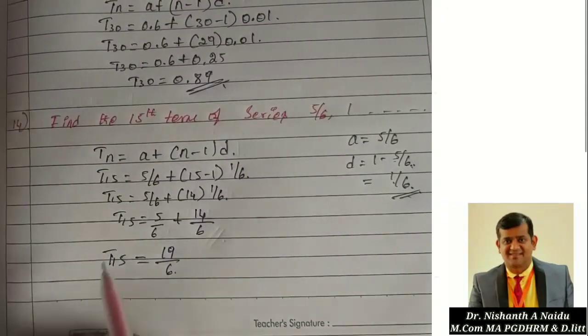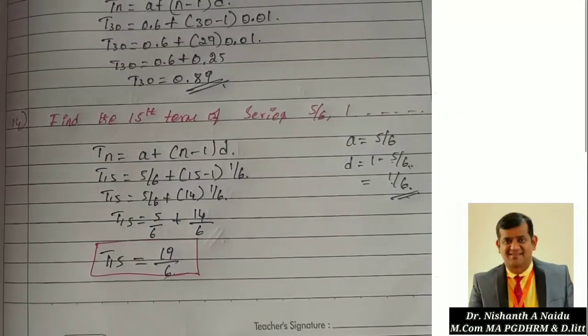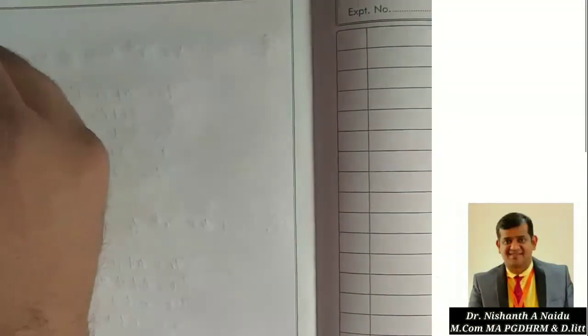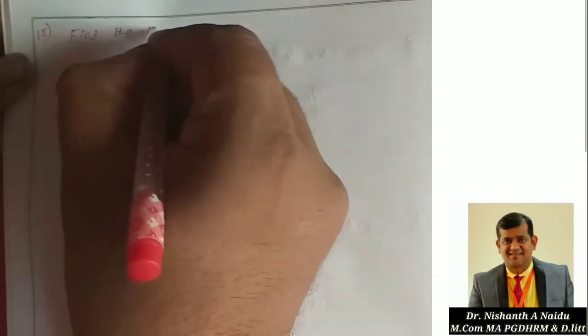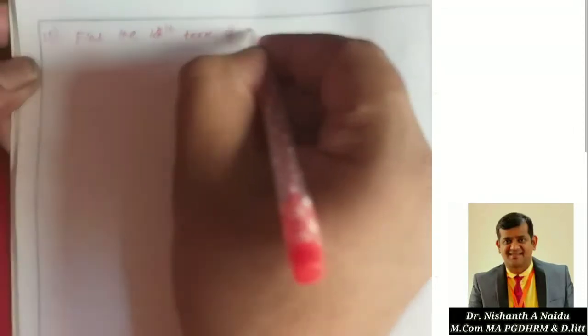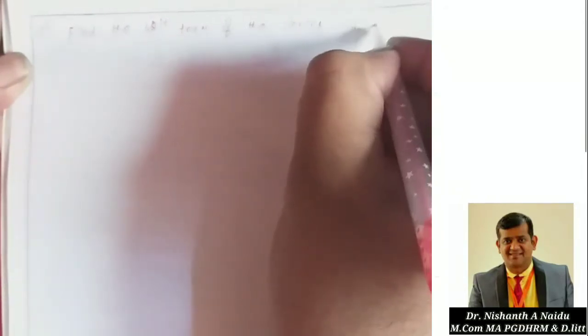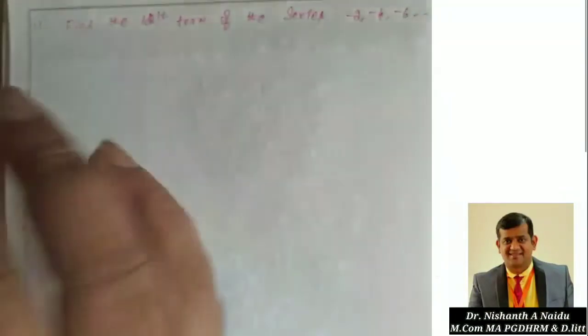See, these are all a bit varied problems, so that whenever these kinds of terms come, you know how you are supposed to handle them. So that's all. It is not too complicated also. Let us solve two more problems and we'll stop here. So the 15th problem I am solving now: find the 12th term of the series minus 2, minus 4, minus 6, and so on. So we have to find the answer.